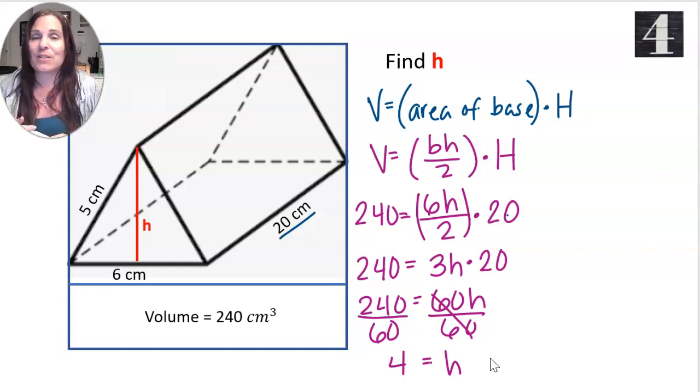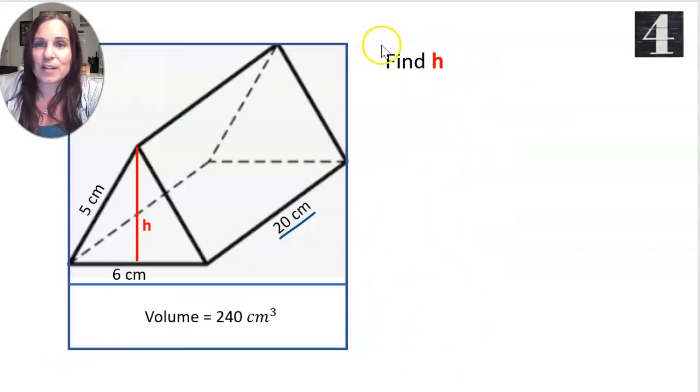But there's another part to this problem that I forgot to put on the slide, because you are also asked to find the surface area. So let's do that next. This is kind of like a part B: find the surface area. To find that, I have to find the area of each face and then add them all together.